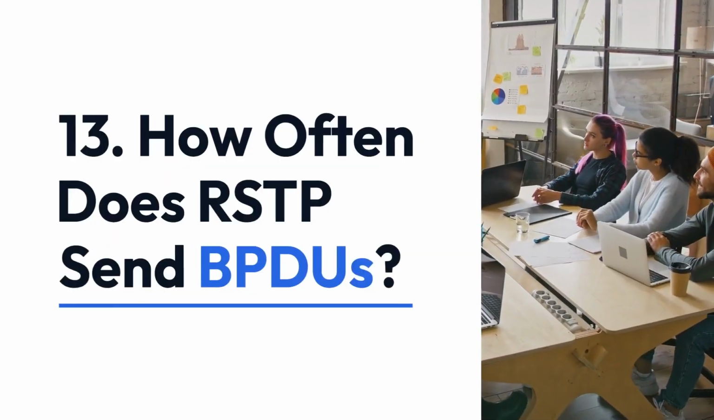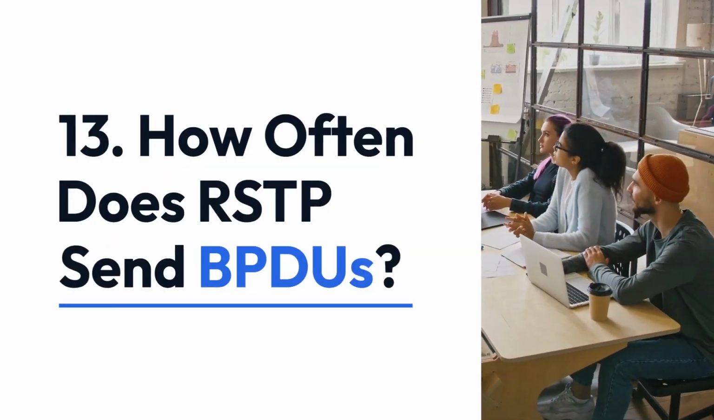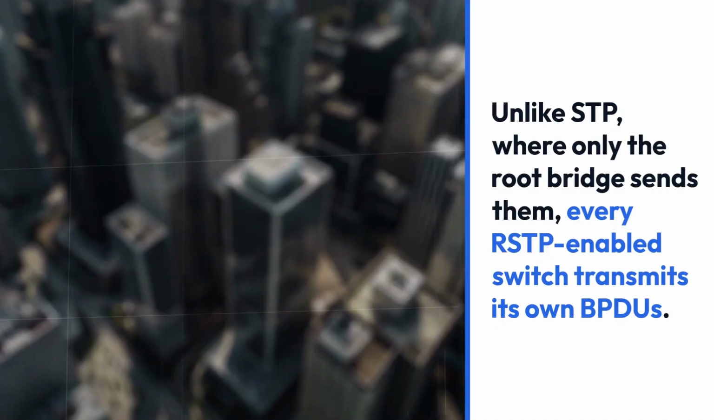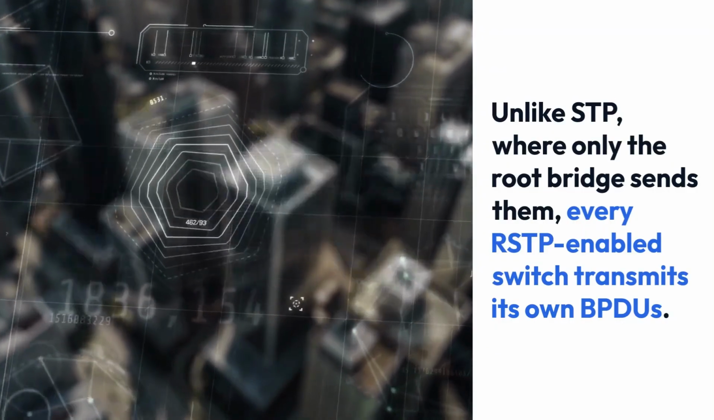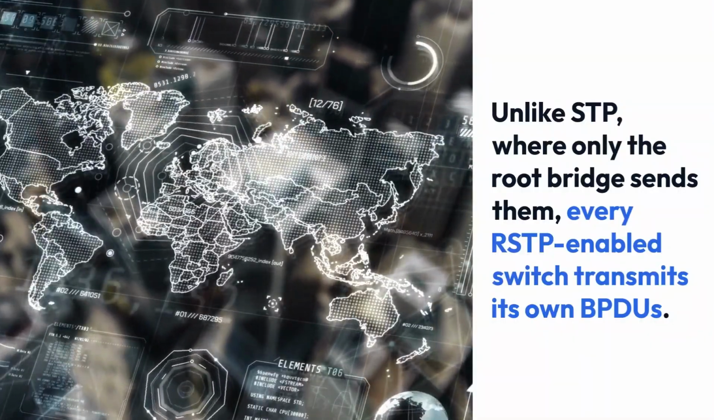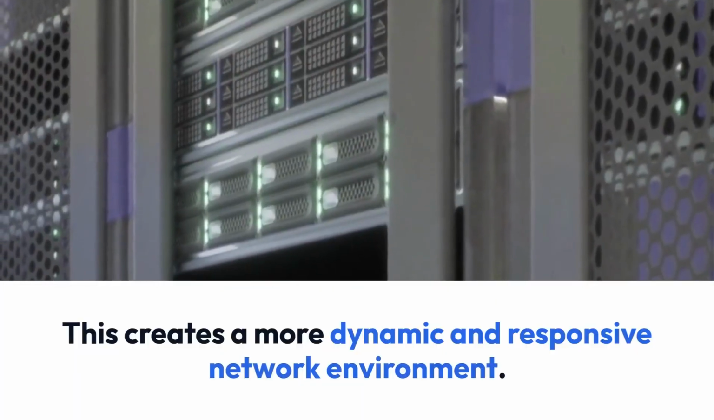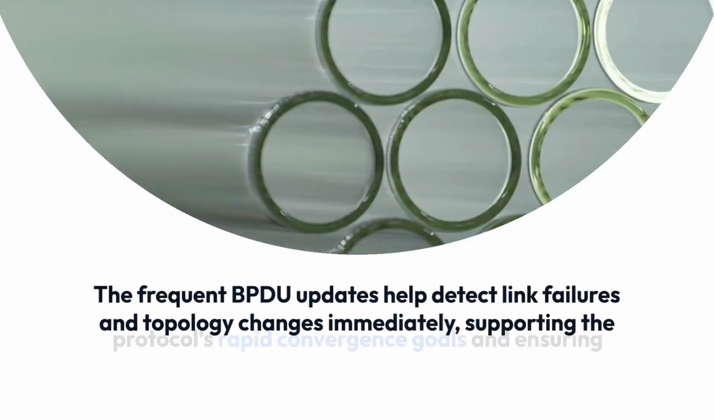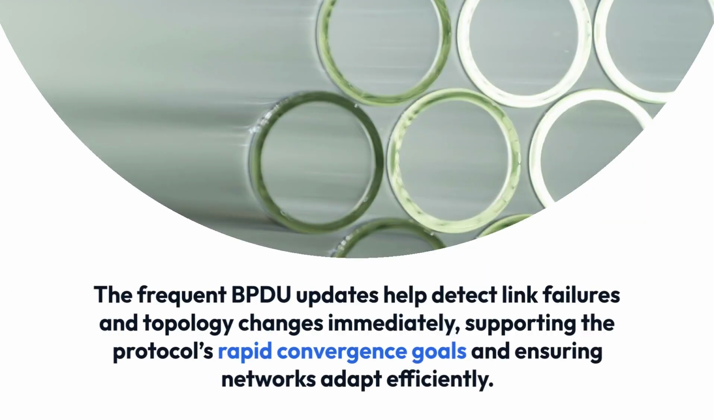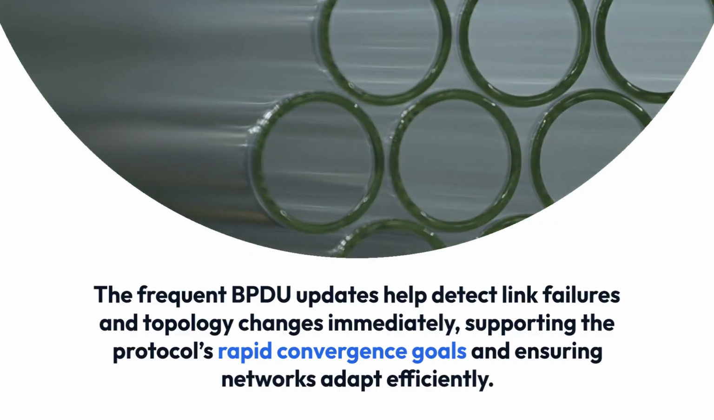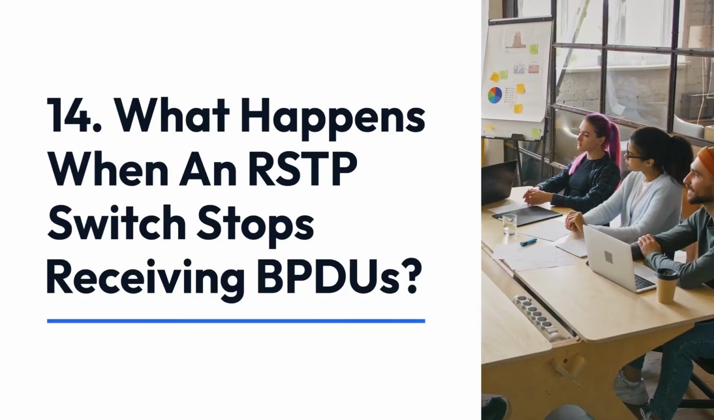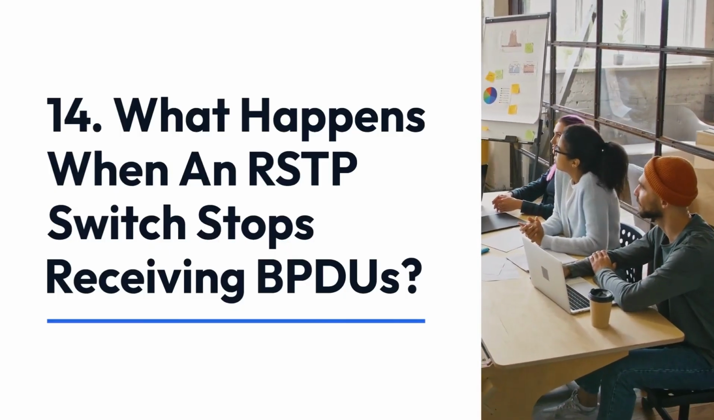13. How often does RSTP send BPDUs? RSTP sends BPDUs every 2 seconds. Unlike STP, where only the root bridge sends them, every RSTP-enabled switch transmits its own BPDUs. This creates a more dynamic and responsive network environment. The frequent BPDU updates help detect link failures and topology changes immediately, supporting the protocol's rapid convergence goals and ensuring networks adapt efficiently.